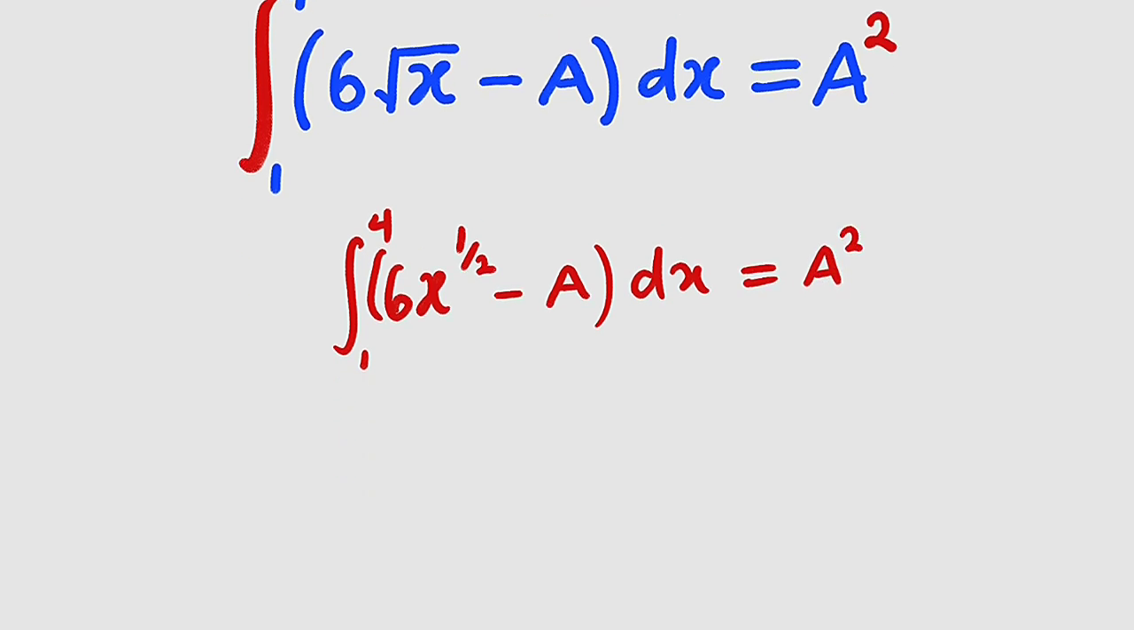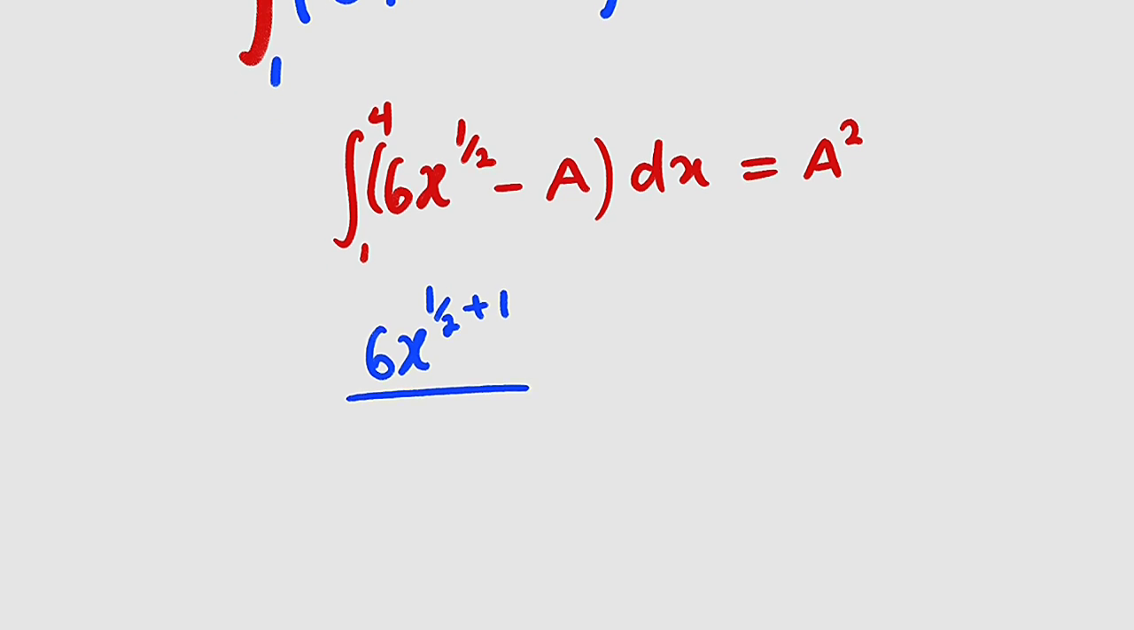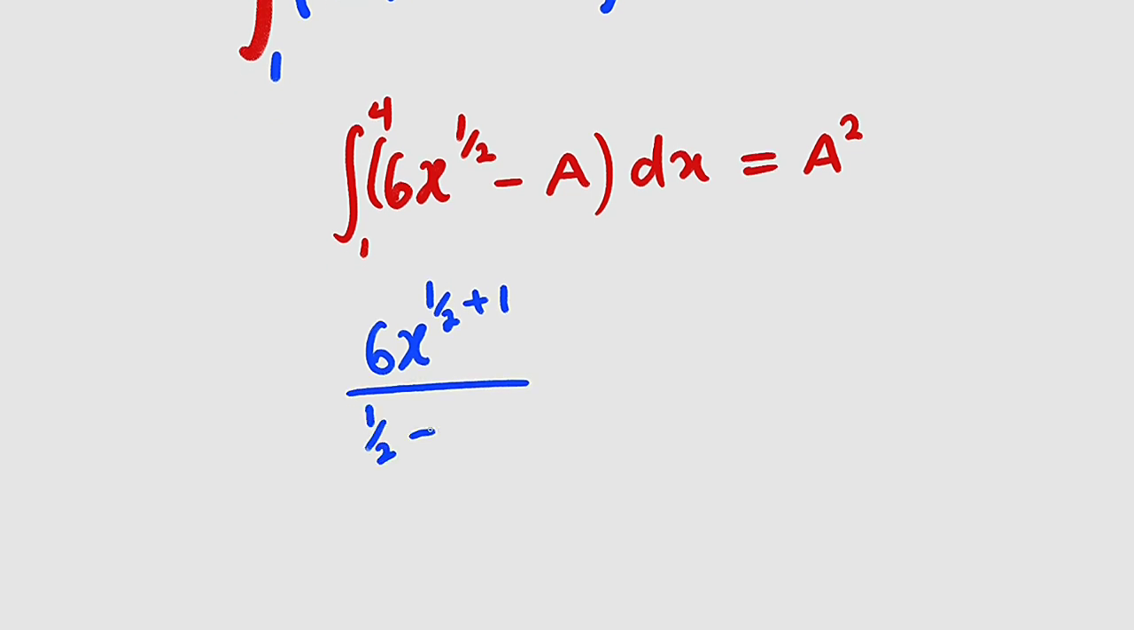Now let us integrate it term by term. We have 6x to the power of 1 divided by 2 plus 1. Whatever you obtain, you have to divide by the same power. So let me do that here. Divide by 1 over 2 plus 1, which I know is 3 divided by 2. Then we have minus a, but since a is constant, you just attach x. Our boundary from 1 to 4, and this is equal to a squared.